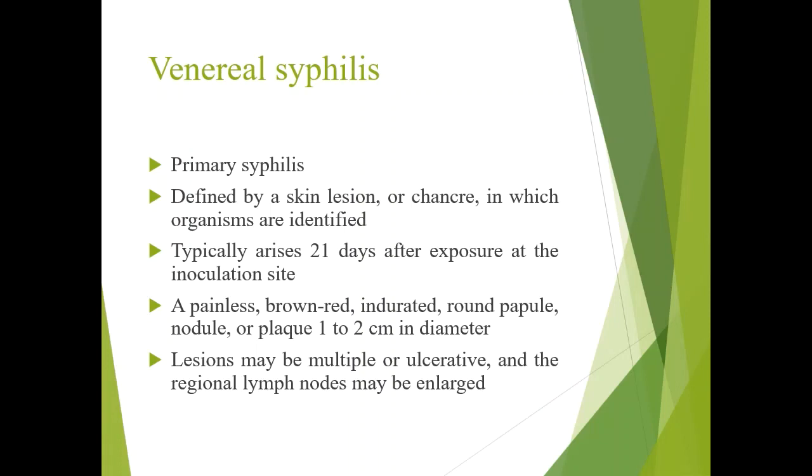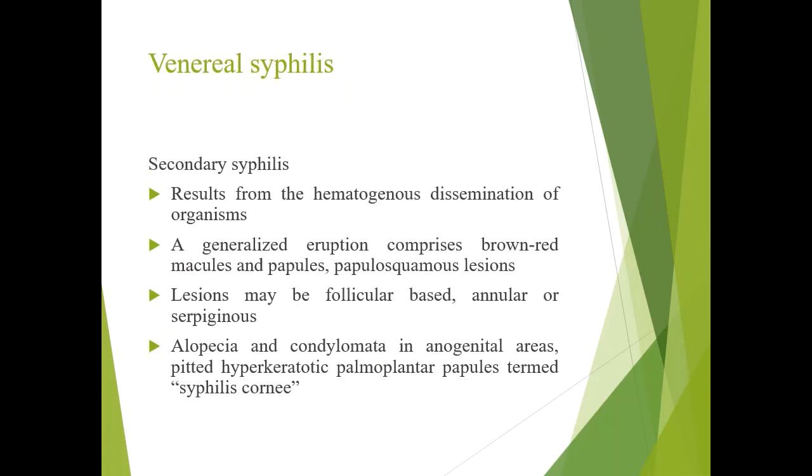Secondary syphilis results from hematogenous dissemination of organisms. A generalized eruption comprises brown-red macules and papules, and papulosquamous lesions. Lesions may be follicular-based, annular, or serpiginous. Alopecia and condylomata lata in anogenital areas, and hyperkeratotic palmar and plantar papules, termed syphilis cornea, may occur.